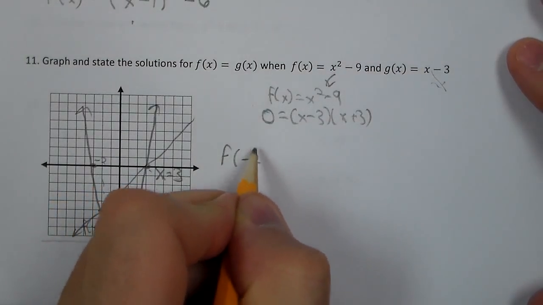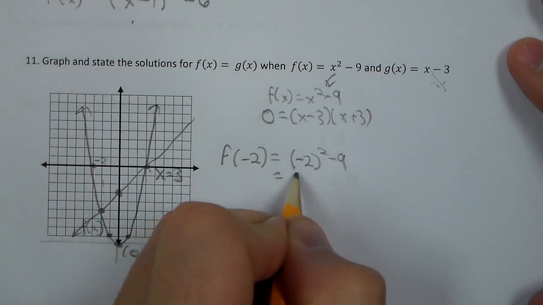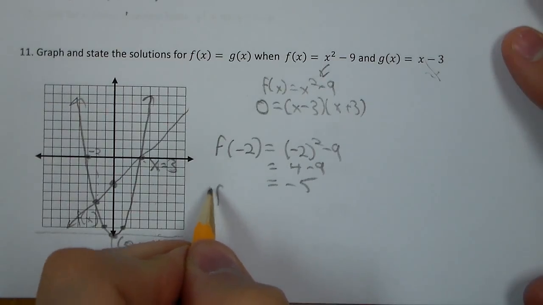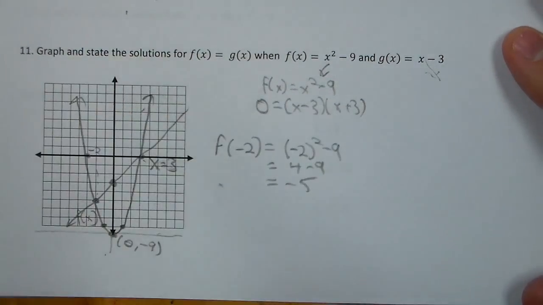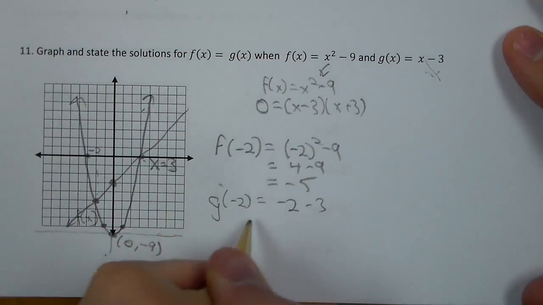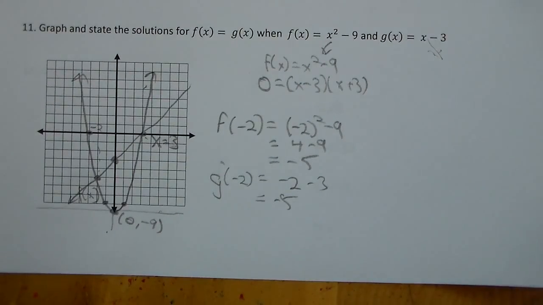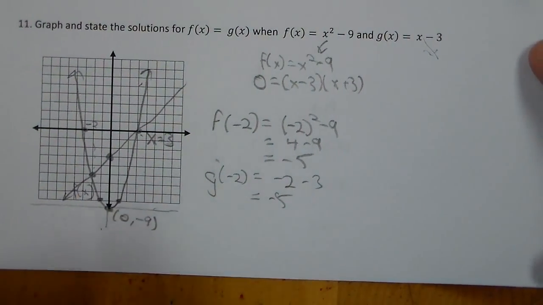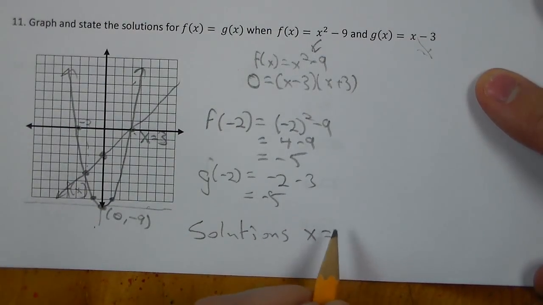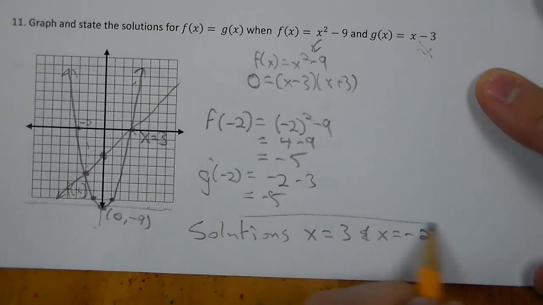So f of negative 2 gives us negative 2 squared minus 9, which is 4 minus 9, or negative 5. g of negative 2 is negative 2 minus 3, which is also negative 5. So the fact they both have the same y value at negative 2 also tells us that's a solution. So we're going to say that the solutions are when x equals 3 and x equals negative 2.